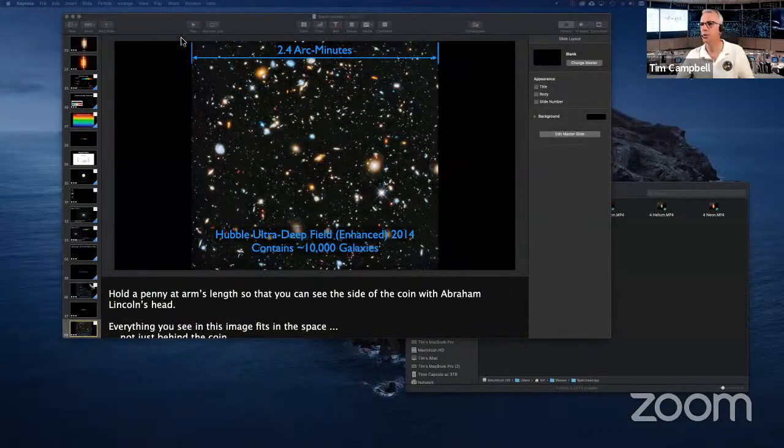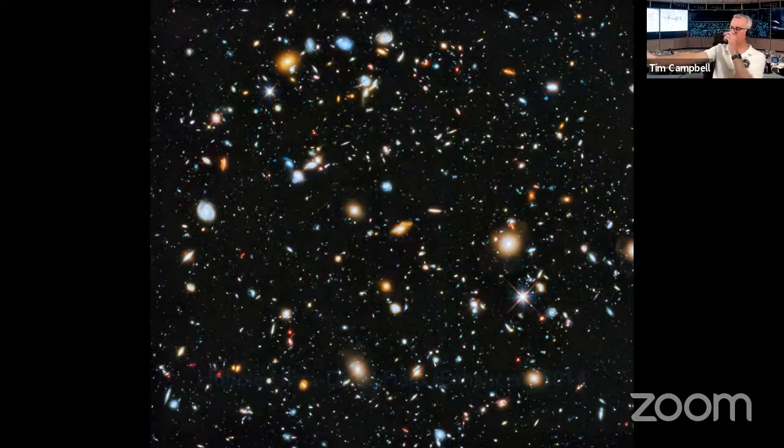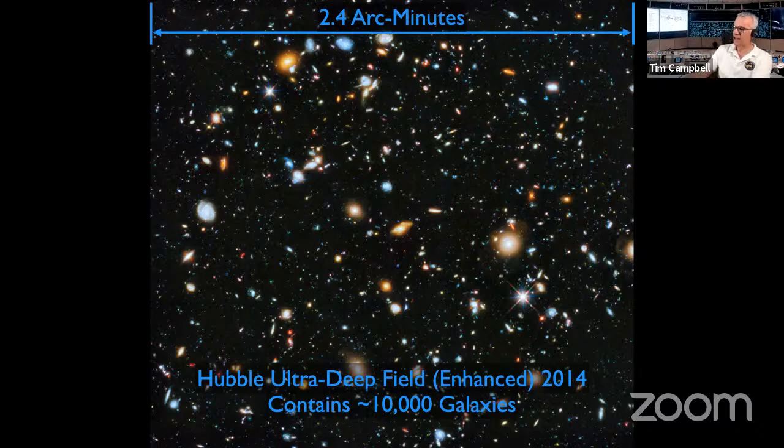Okay, there we go. So with this out there, hold this penny at arm's length, and everything that you see in this image is a galaxy. There are just a couple of stars in the thing. And if you look at the penny, every single thing in this image fits at arm's length, not just behind the penny. Look at Abraham Lincoln's head on the penny. Everything in this image fits not just behind Abraham Lincoln's head.